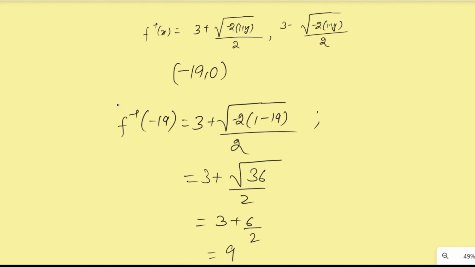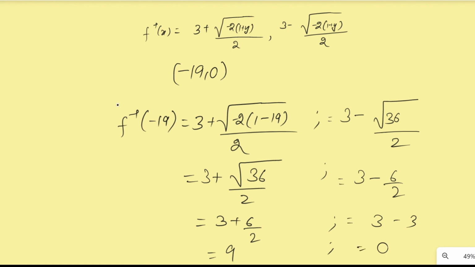Let's try to substitute here also. So in this function we'll get 3 minus, and this is the same thing. So here also we'll get square root of 36 over 2. So this time we'll get 3 minus 6 over 2, and this is 3. So we'll get 3 minus 3, which is 0, right? So in this case we are getting 0. So we can say that the inverse of the function is represented by this expression over here.